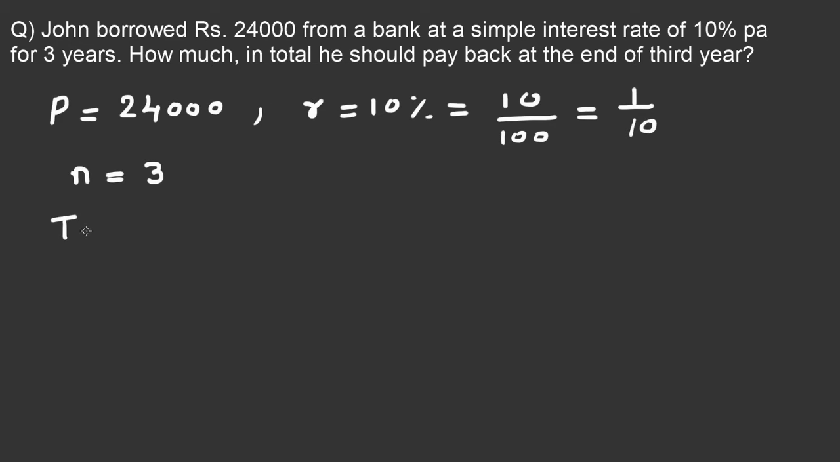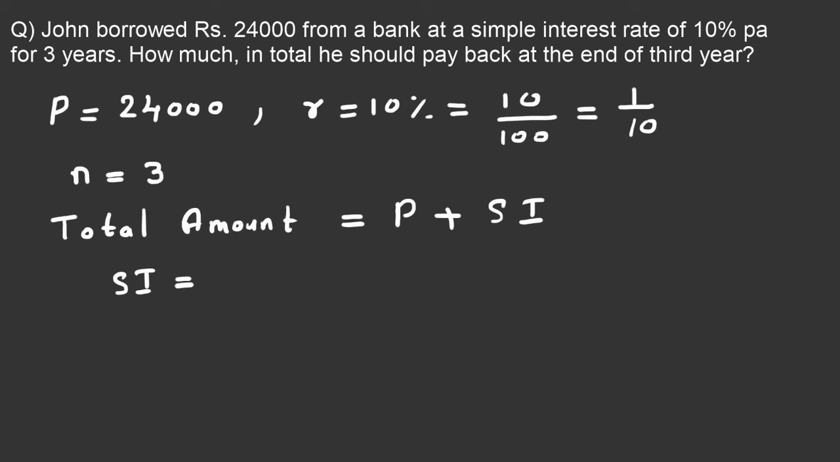So, what is the formula? Total amount is equal to principal plus simple interest. Simple interest I can calculate like this. It is the product of N, R and P. So, I can write this: 3 into 1 by 10 into 24,000. I can easily cut it out. The answer will be 7,200.